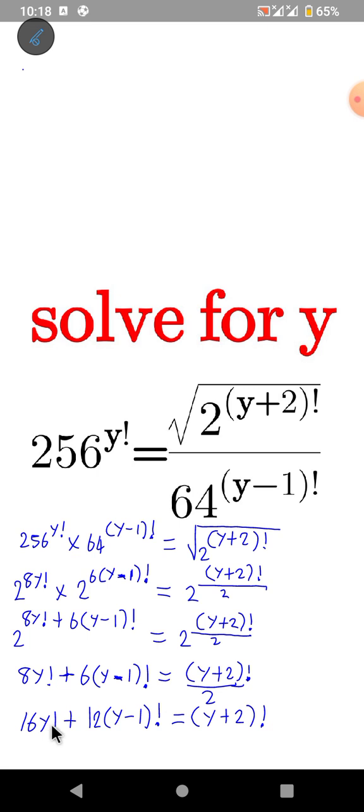Then my next step will be to expand this y factorial here. So I'll write 16y bracket y minus 1 factorial plus 12 bracket y minus 1 factorial equal to bracket y plus 2 factorial. Now we'll continue.